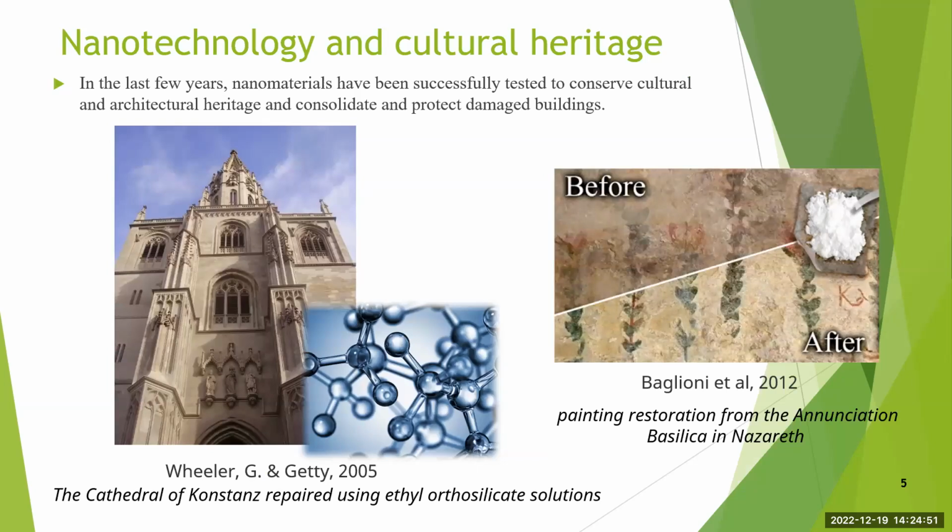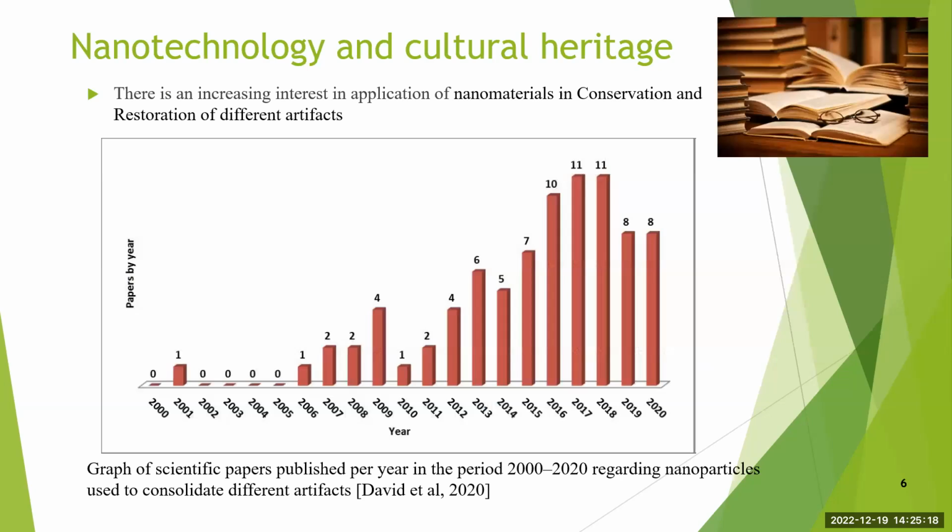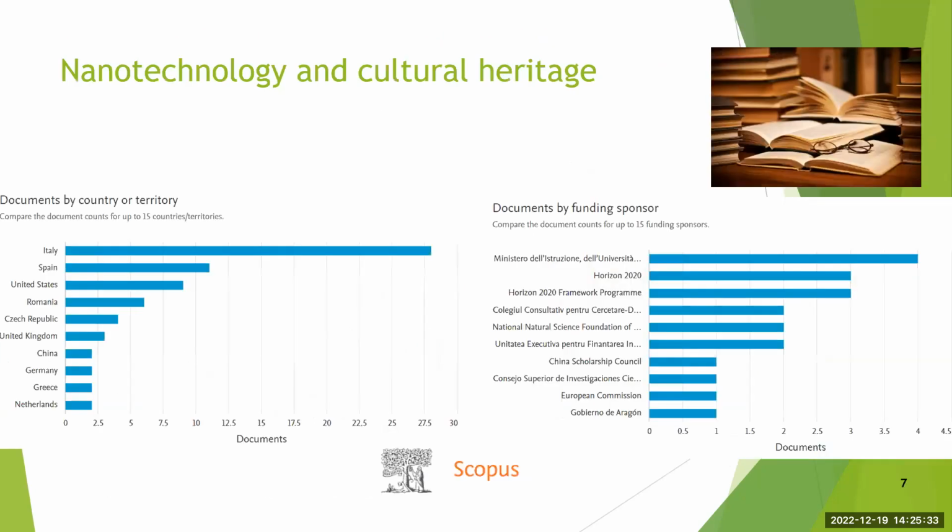Quite recently, the use of nanotechnology in restoration and conservation of cultural heritage has been tested. And you could see, for example, in the picture, a painting that was restored and cleaned through nanoparticles, and also a church that was restored with application of nanoparticle solutions. If you take a look at the publications regarding nanotechnology and cultural heritage, you could see that it is quite increasing. It means that the attention of the scientific community to this topic is increasing.